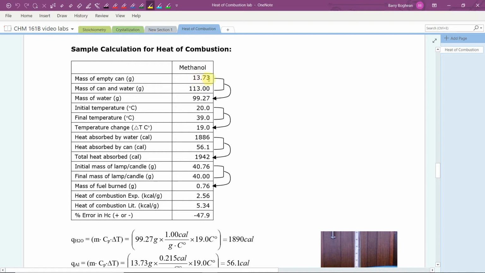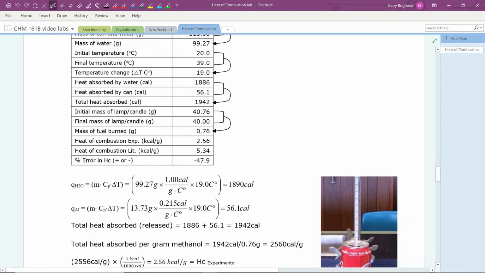So here's the initial mass of the empty aluminum can plus water. The difference would be the mass of water. Here's the initial temperature in this example, the final temperature, and the temperature difference of 19 Celsius degrees. The heat absorbed by the water and the heat absorbed by the can, how is that determined? Q equals m Cp ΔT. For the water, we have the mass of water times the heat capacity of water, 1 calorie per gram Celsius degree, and the temperature rise of the water is 1890 calories.